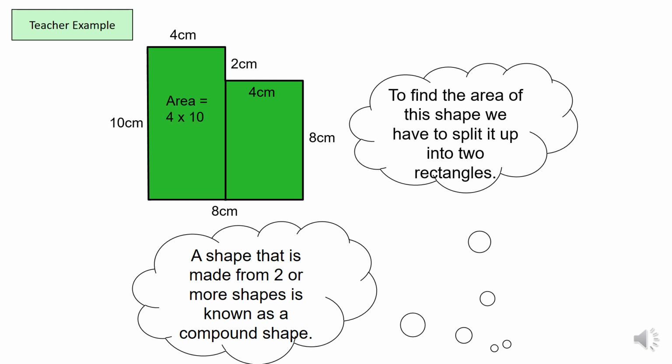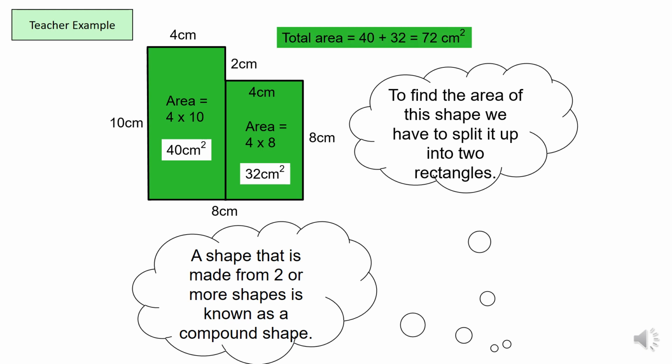So the first one, we've got an area of 4 times 10, which will give us 40 centimeters squared. And the second one, we are going to use 8 times 4, which will give us 32 centimeters squared. So now that we have the area of each individual rectangle and we want the total area, we can just add the two areas together, and that will give us 72 centimeters squared. So the area of this compound shape was 72 centimeters squared.